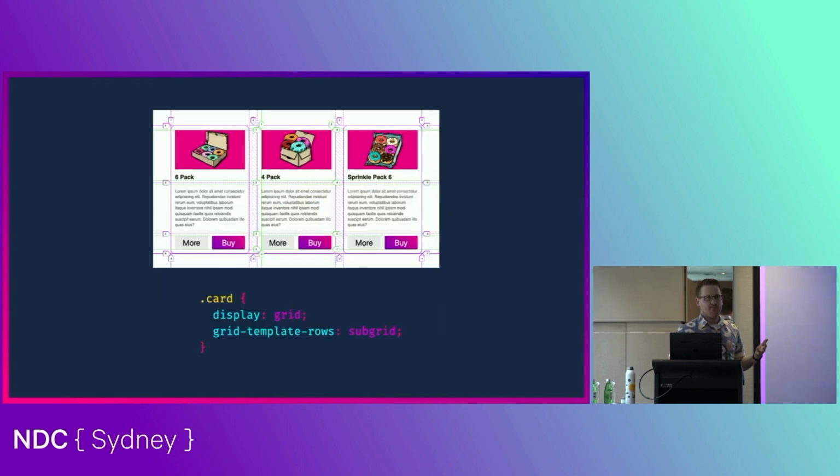And this is where Subgrid comes in. It's a property of either grid template columns or grid template rows. That's it. It's not a new style of grid. We don't have to do anything like that. We just define the property and it's going to pull them down into that. And we're only asking for the rows here. So you can pick and choose as you need.